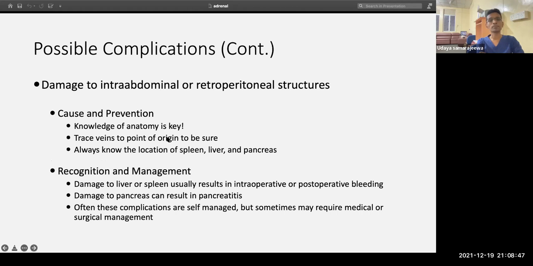The other causes are, in transperitoneal, you can have damage to the other visceral structures like the spleen and the colon. So it's really important to know the correct tissue planes and dissect meticulously. And especially when you're using the monopolar hook, be careful not to touch the heated hook on visceral organs. So everything has to be done under direct vision.